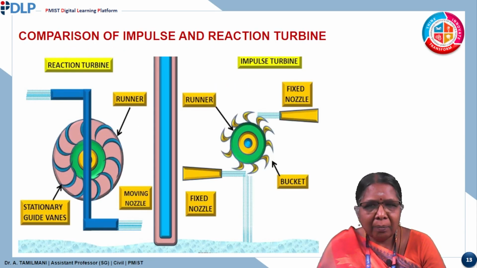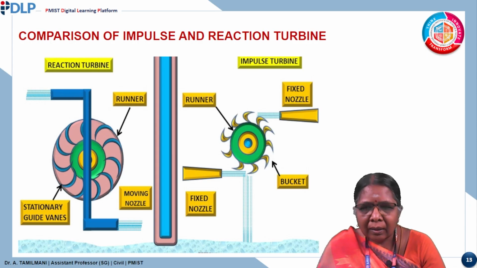This is a comparison between impulse and reaction turbine. In the impulse turbine, the Pelton turbine, at the center we have the shaft. Apart from the shaft, the runner has moving blades. When water from the nozzle strikes the blades, it will rotate, and the rotational energy is converted into mechanical energy.